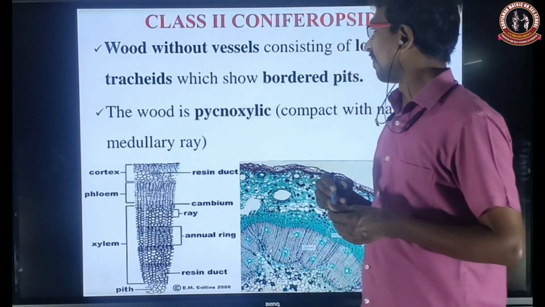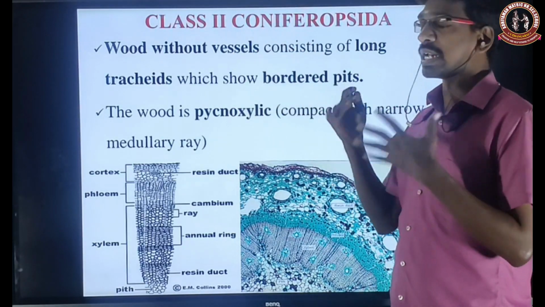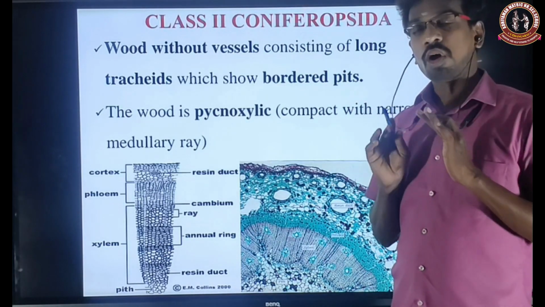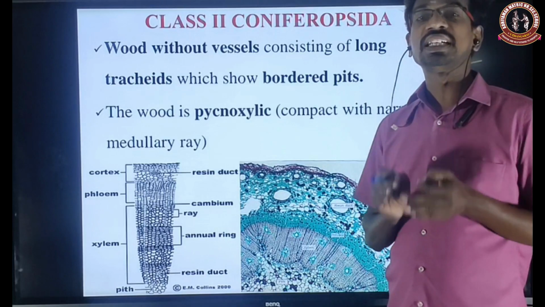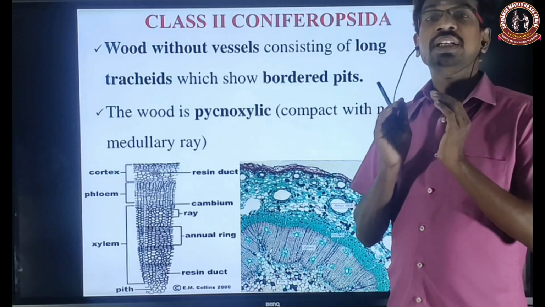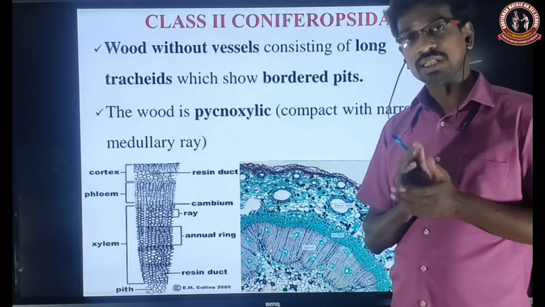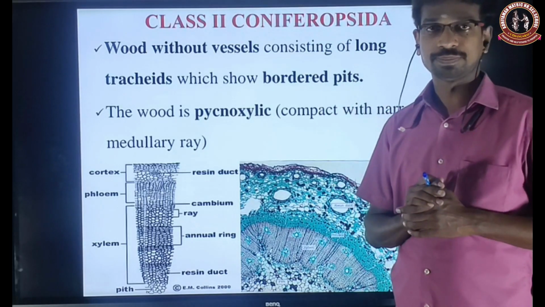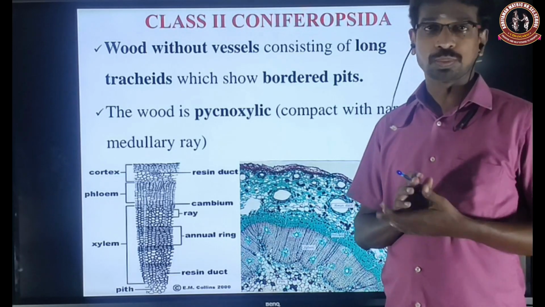The wood is without vessels, consisting of long tracheids. So mostly in this group they do not have vessels. All the gymnosperms, except a few, do not have vessels. The presence of vessels is a characteristic feature of angiosperms. So what is a vessel? It is a broad-lumen, tube-like structure. It helps in the conduction of water and mineral salts from the root to all parts of the plant body. The presence of vessels is one of the peculiar features of angiosperms.